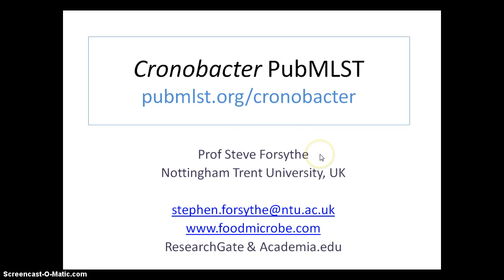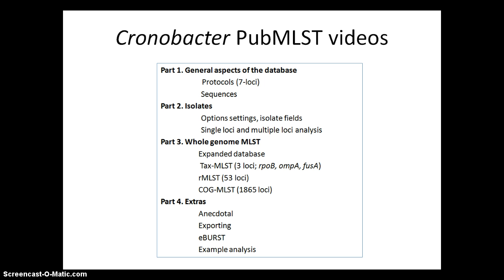I'm the curator for the Cronobacter PubMLST, and this is the third in our series of videos about using a particular database. What we're going to be looking at is this third part, the whole genome MLST, and how it's an expansion of the conventional seven loci into things like looking at it for taxonomy. We made that up because it seemed to be a useful option. Then you can look at ribosomal MLST, where we have 53 loci, and then we'll move on to COG MLST, which is 1,865. We're going to be using these databases in part four, looking at extras.